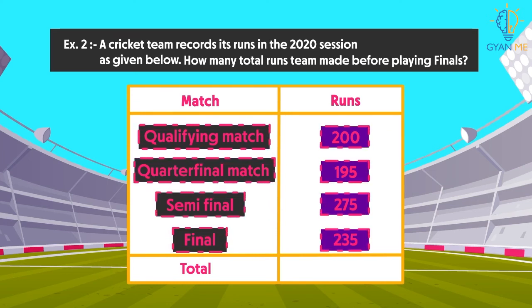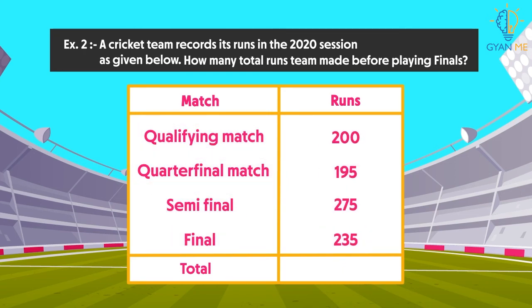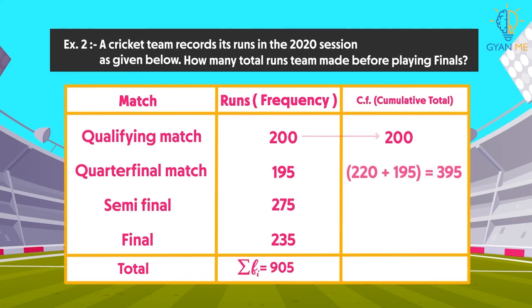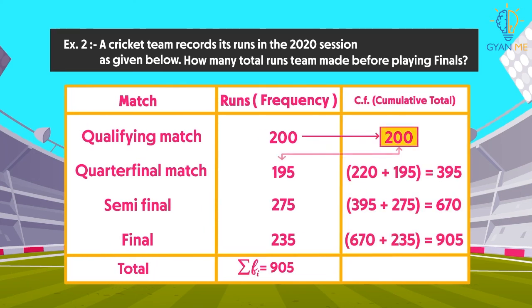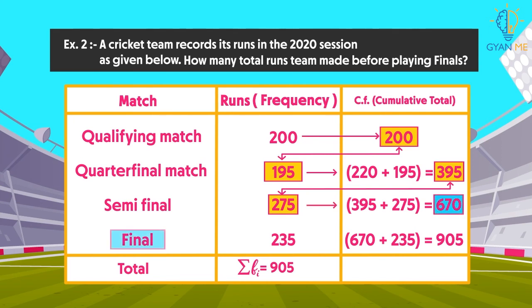We can say that the team's individual match scores are nothing but our frequencies. So since we want to find the total runs scored before the finals, we will add up all the individual scores, that is, the frequencies, to get the cumulative score or cumulative frequency of the team before the finals. On doing that, we find that the team scored 670 runs before playing the finals.